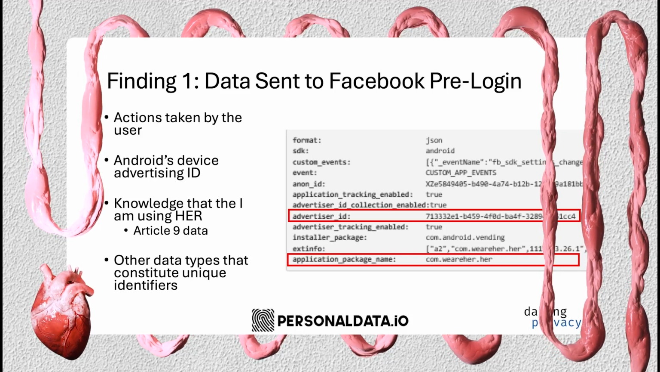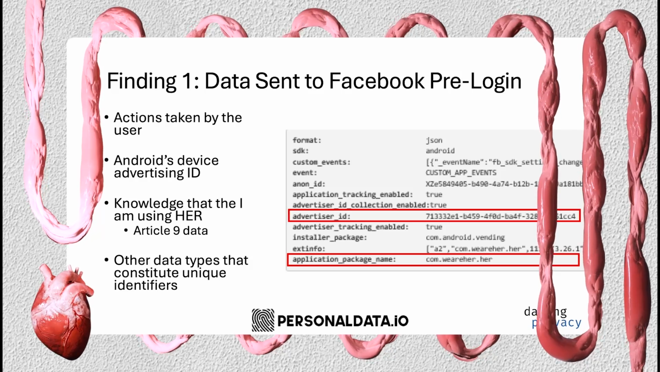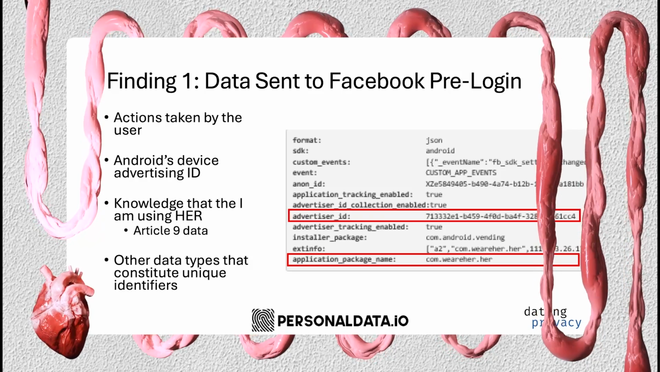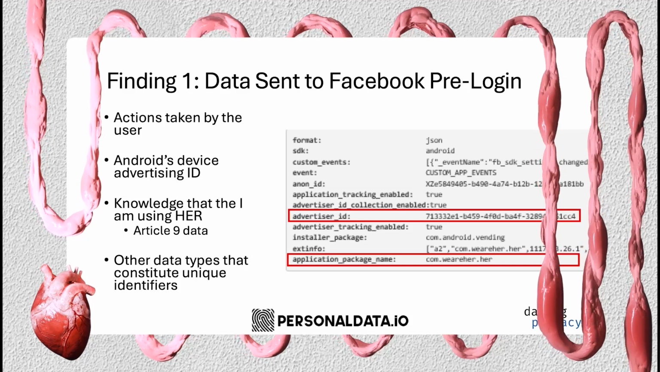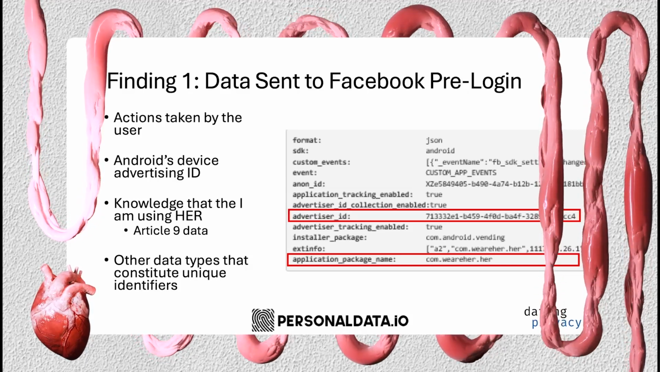So this already contains Article 9 GDPR data because, one, it contains information about my sexual orientation, and two, it's associated with a unique identifier. What's interesting about this is if you look at all of those other lines, those contain other unique identifiers also.